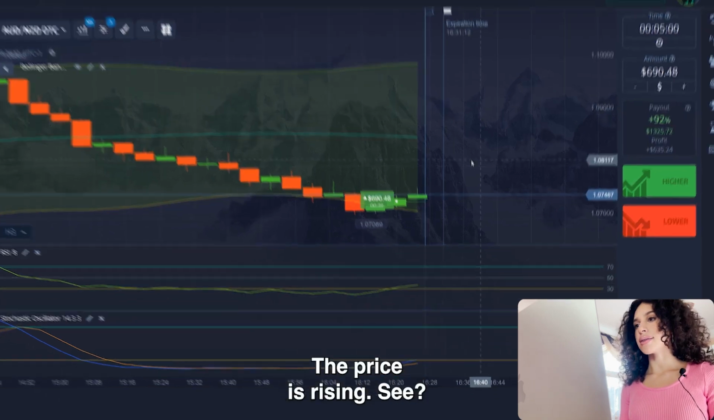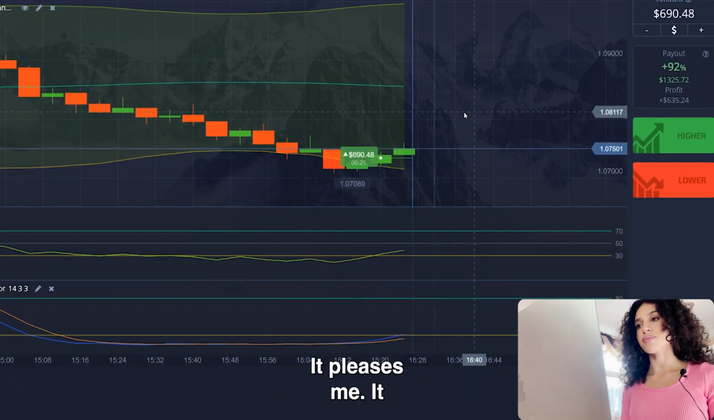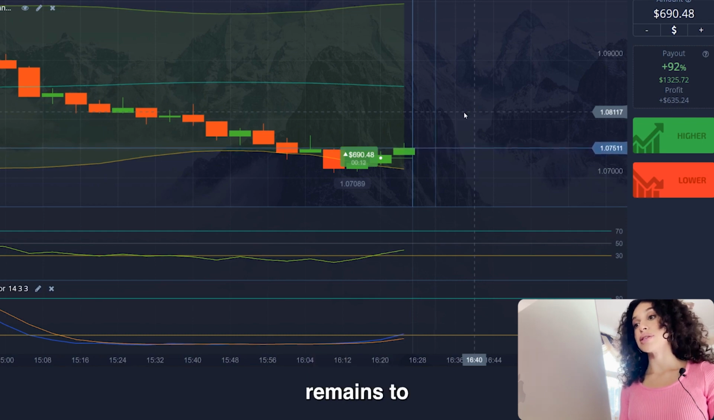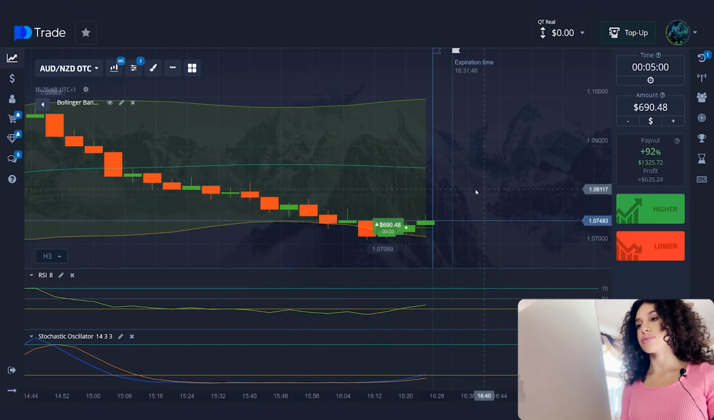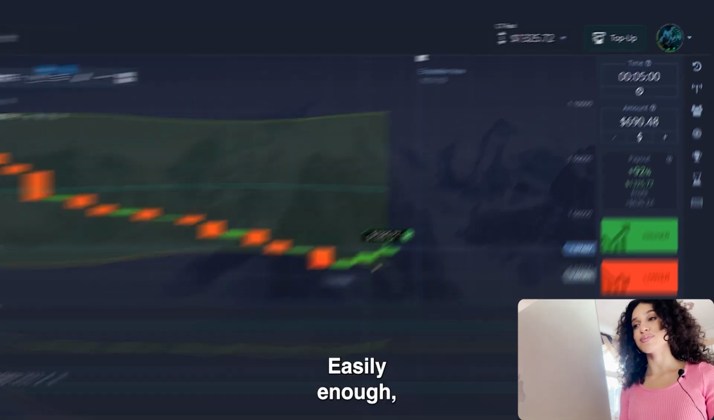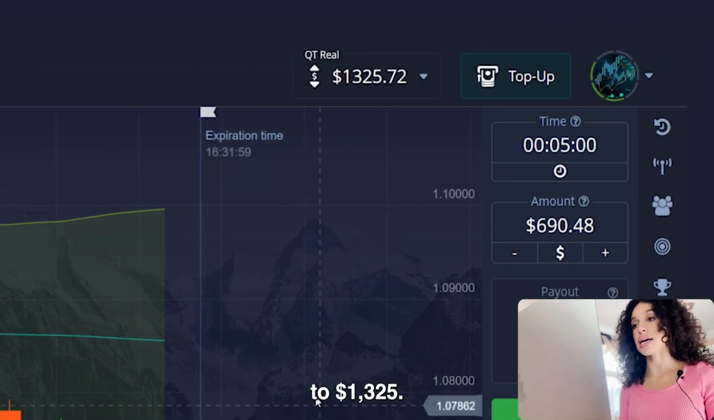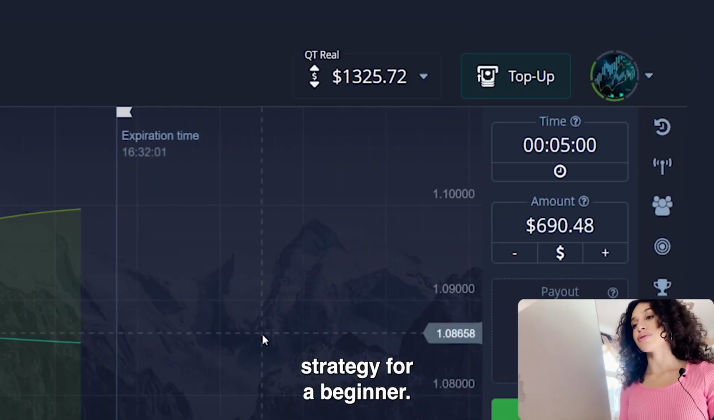Look at the chart. The price is rising, see? It looks like this is another profitable signal. It pleases me. It remains to wait for the signal to close. And we closed the trading session with a profitable signal. Easily enough, my capital increased to $1,325. A great strategy for a beginner.